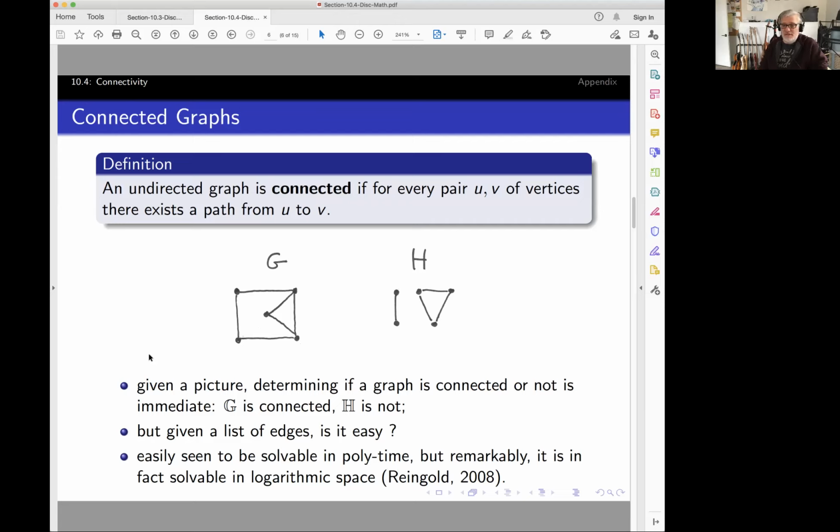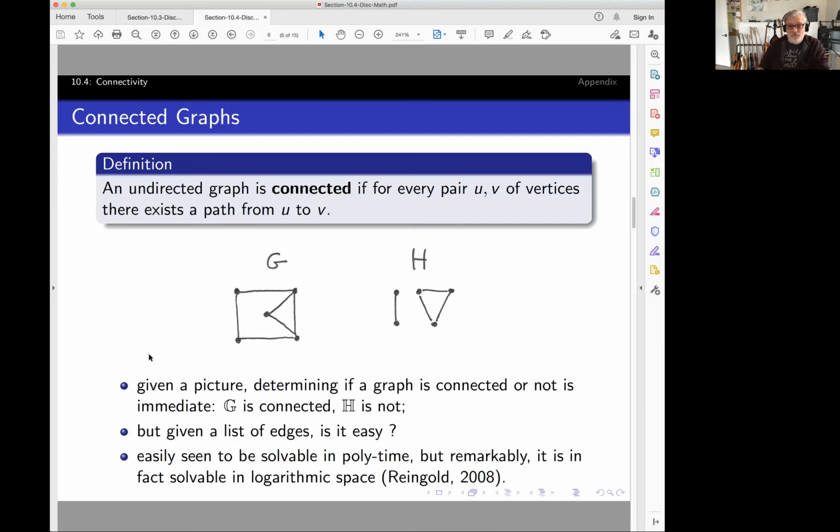Now, here's a little aside. If I show you a picture of a graph, unless it's drawn in a very stupid way, you will see immediately if it's connected or not. But if I just give you a long list of edges, let's say there are 1 billion edges, and I ask you, is this thing connected? It's not too hard to see that you can do this efficiently, but for a long time, it was not known whether you could do this using very little memory space.